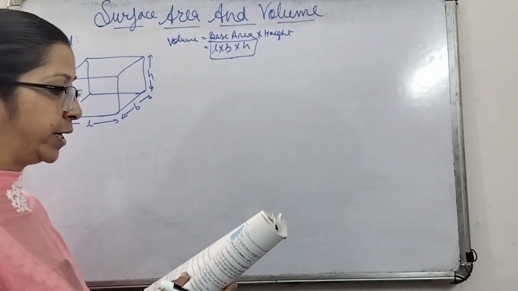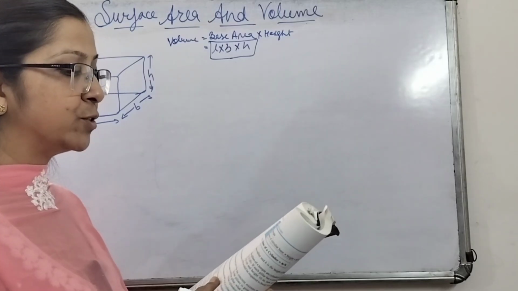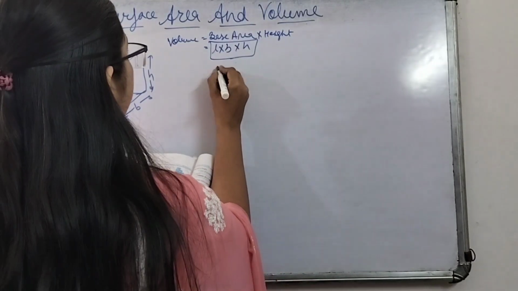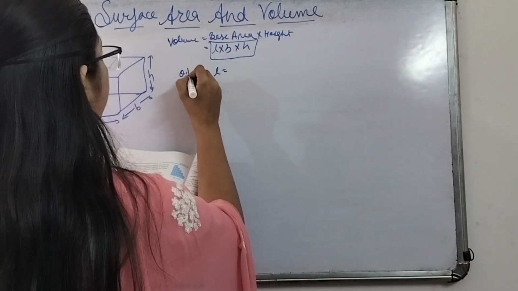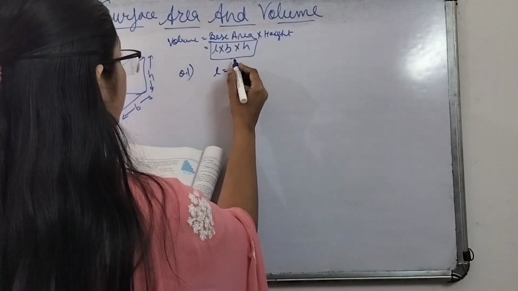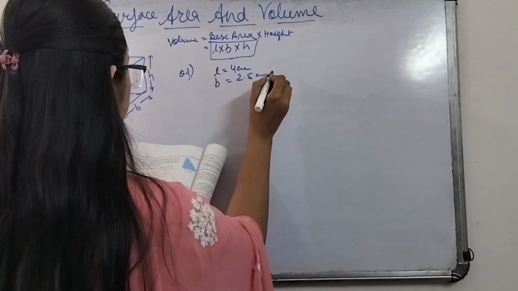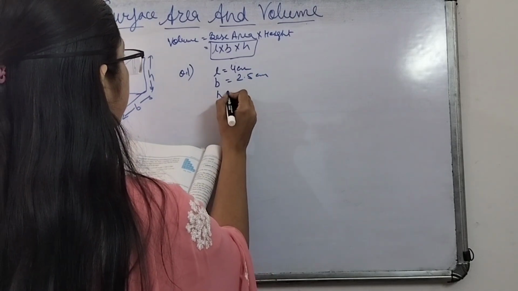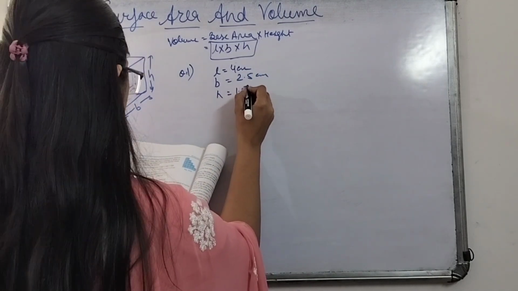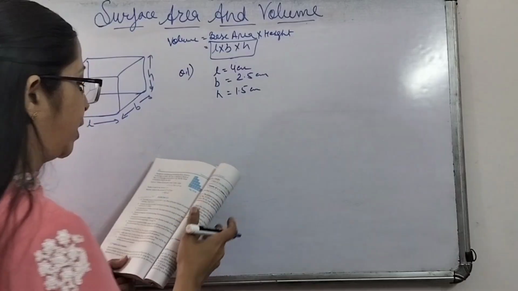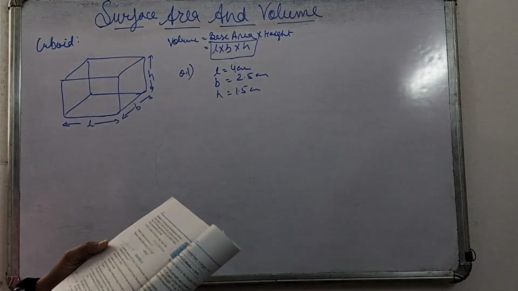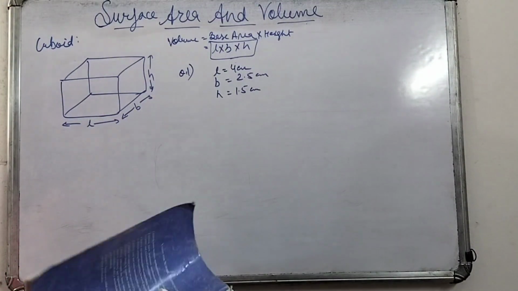Exercise 13.5. A matchbox measures 4 centimeter. L is given to you as 4 centimeter. Width is given to us as 2.5 centimeter. And height is given as 1.5 centimeter. What will be the volume of the packet containing 12 such boxes?